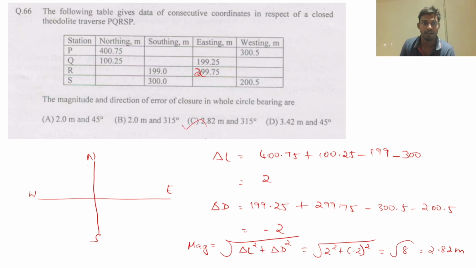So no need to calculate the direction. From the magnitude itself we arrived at the answer. 2.82 is the magnitude, so option C is the correct answer. Only option C contains that magnitude. But let's calculate the direction also.